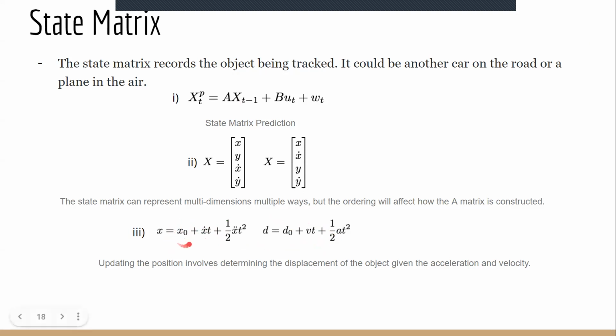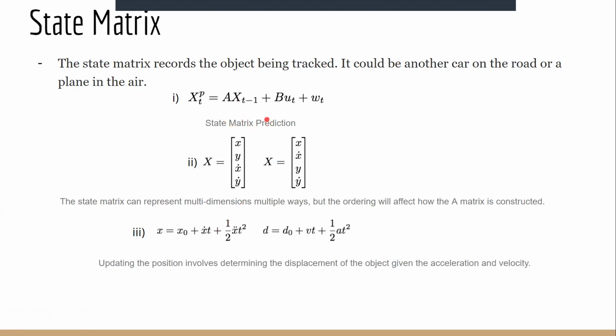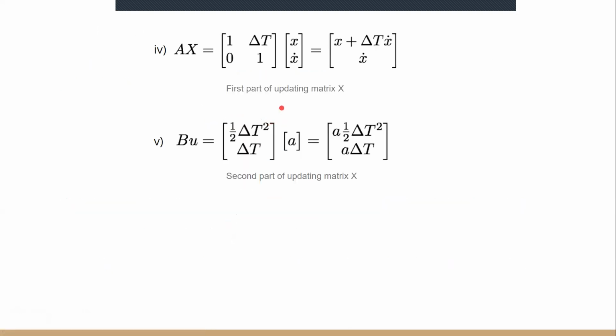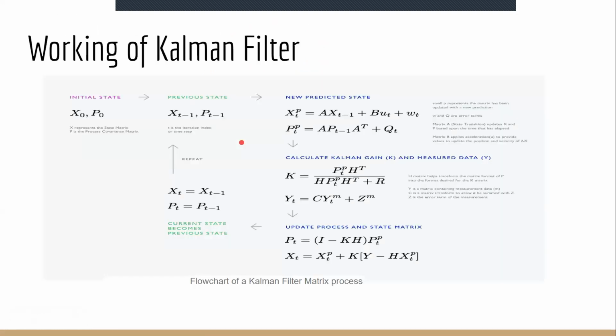We are using the initial location added with velocity multiplied by time, plus half of acceleration multiplied by the square of time. So in here we see this A and B. A and B are simple because X is also in a matrix formula. We are using the same thing described here but with the help of matrices.